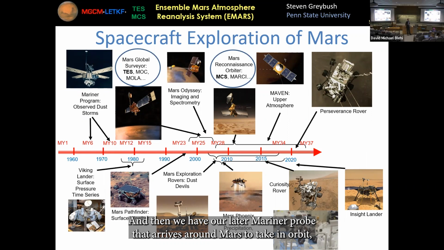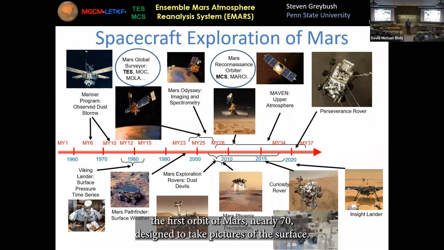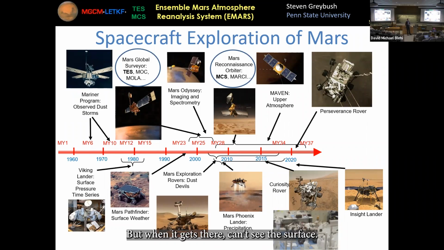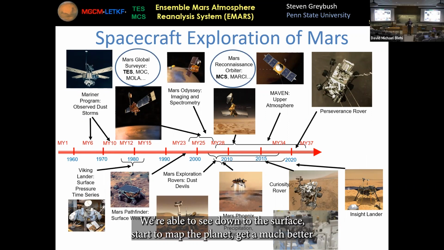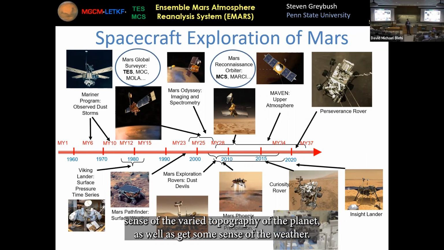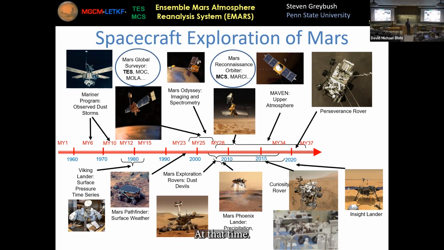Okay, then we have our later Mariner probe. It arrives around Mars to take an orbit, the first orbit of Mars in the early 70s, designed to take pictures of the surface. But when it gets there, it can't see the surface. Why is that? Because we have a global dust storm raging. So thankfully, that spacecraft was in orbit long enough for that storm to abate. We're able to see down to the surface, start to map the planet, get a much better sense of the varied topography of the planet, as well as get some sense of the weather at that time.